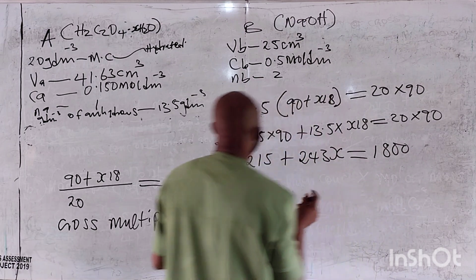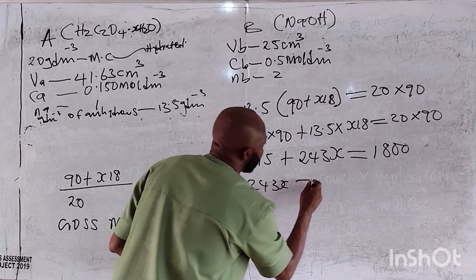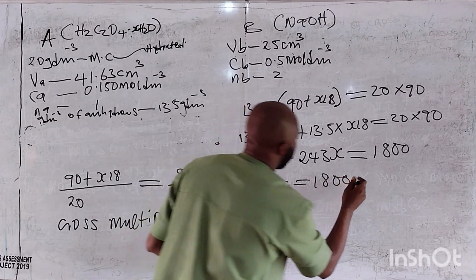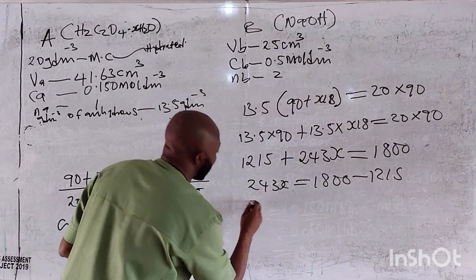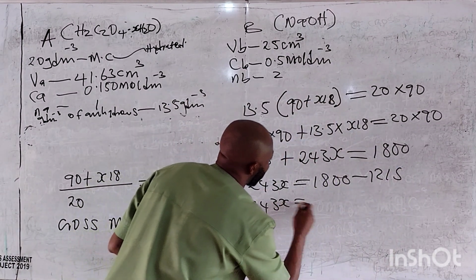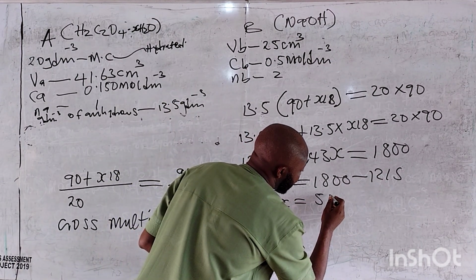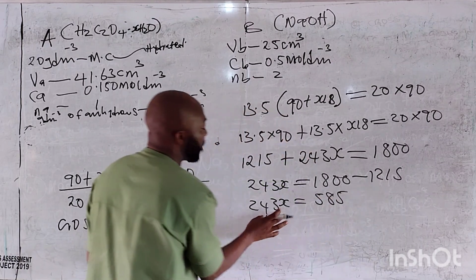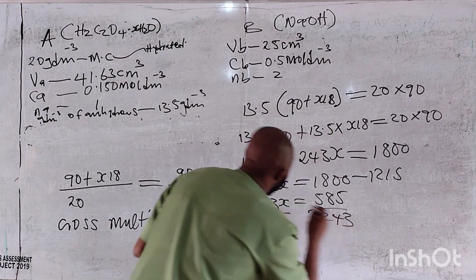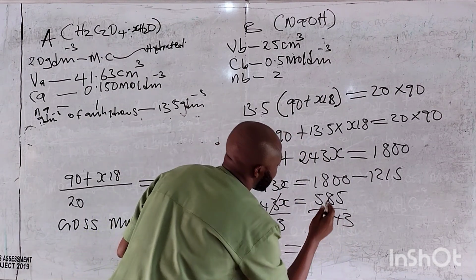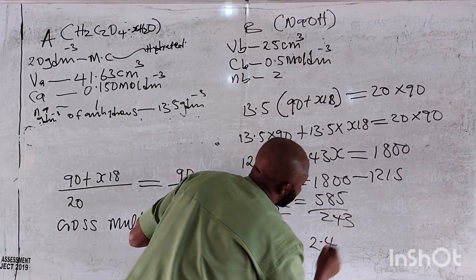20 times 90 is 1800. Now, making this the subject, I have 243X equals 1800 minus 1215. This minus this is 585. I divide both sides by 243. X is equal to 2.4.